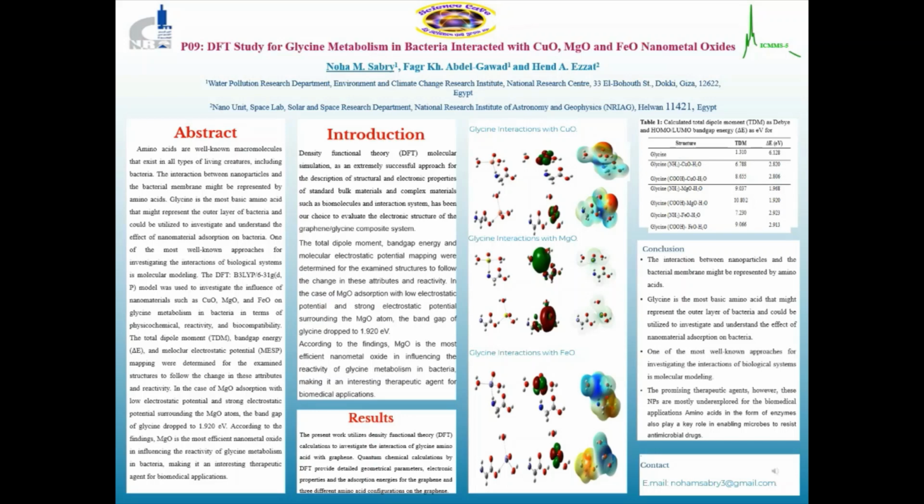In the case of MgO adsorption, with low electrostatic potential and strong electrostatic potential surrounding the MgO atom, the band gap of glycine dropped to 1.920 eV. According to the findings, MgO is the most efficient nanometal oxide in influencing the reactivity of glycine metabolism in bacteria, making it an interesting therapeutic agent for biomedical applications. Thank you.